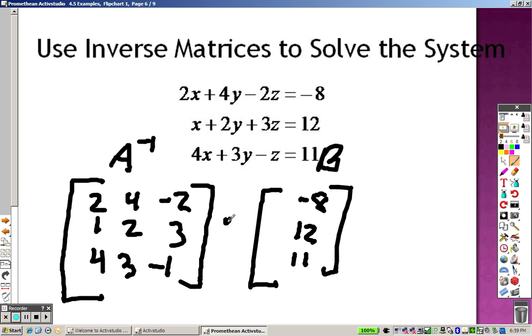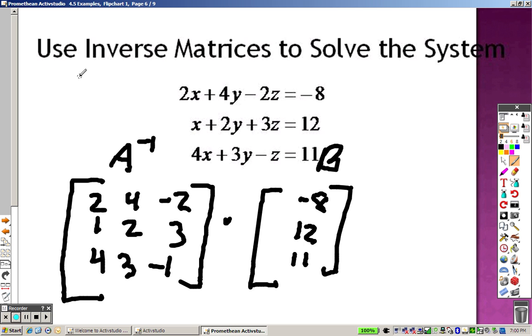So go to second, x to the negative 1, and let's edit. I'm going to make a 3 by 3 now. So it's 2, enter, 4, enter, negative 2, enter, 1, enter, 2, enter, 3, enter, 4, enter, 3, enter, negative 1, enter. Go back into your matrix again and let's make B. Now that is a 3 by 1, and that's negative 8, 12, 11. Go to second mode so you're out of it, and type it in once again.